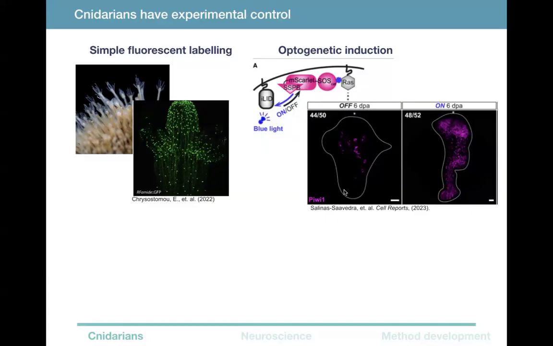Point being that there's all these very complex things that have been developed in Cnidarians. So we have great experimental control, even though they're quite primitive animals and aren't studied quite as well as maybe some of the more famous ones.